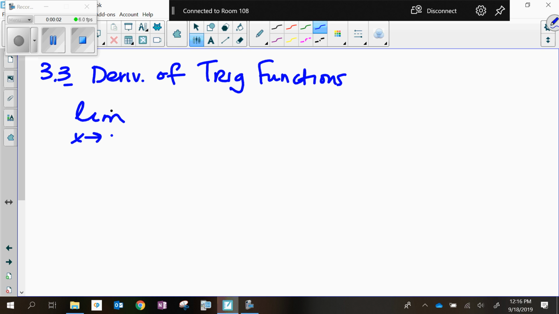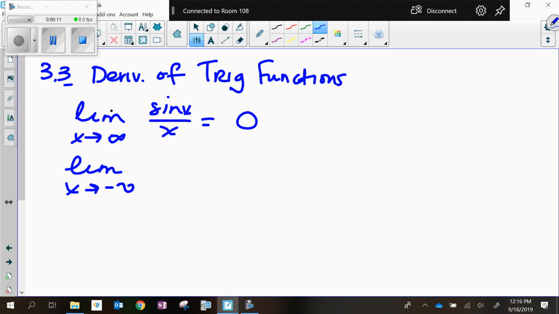FEs that are going to come up. We have sine of x over x. Now, how are you going to remember those? Because you say two zeros.